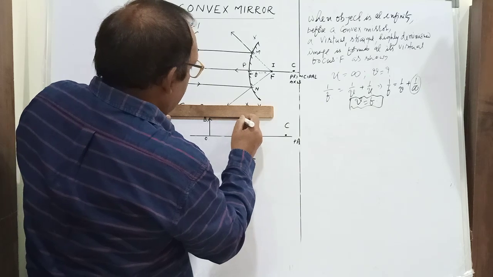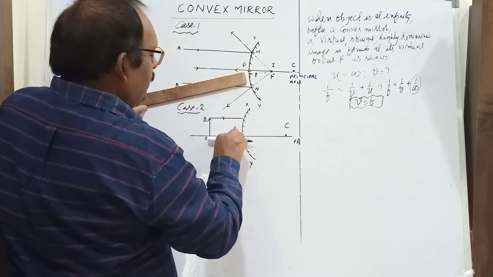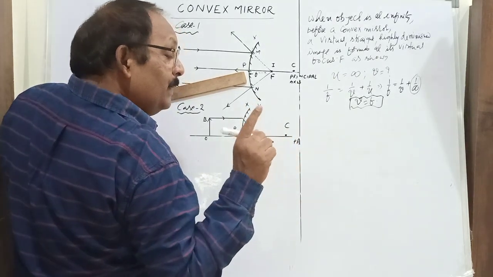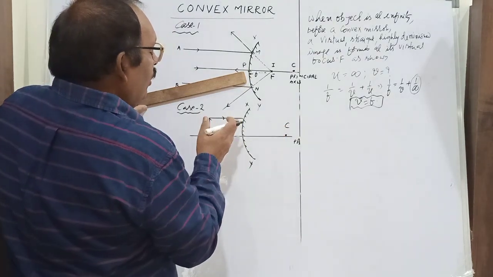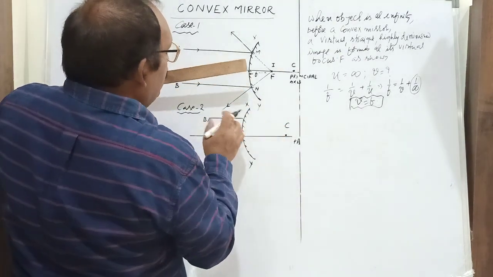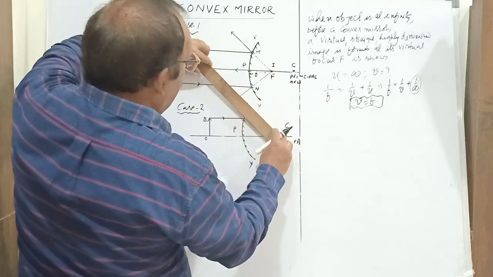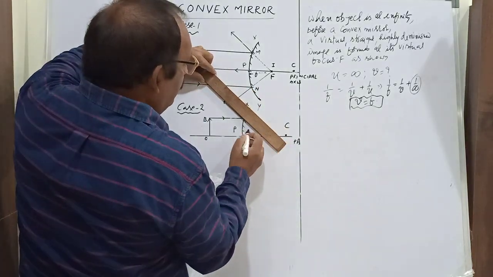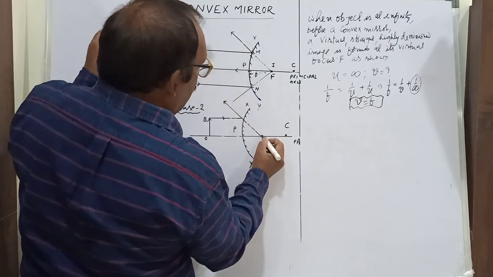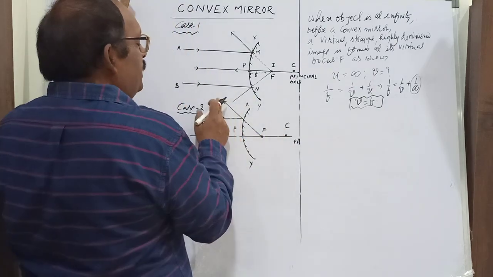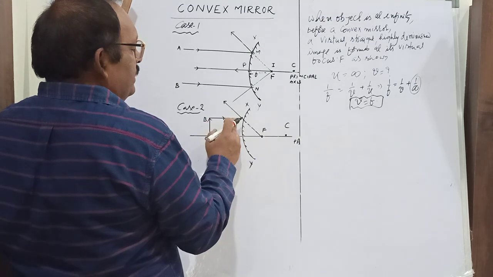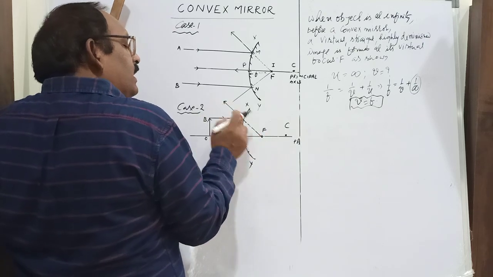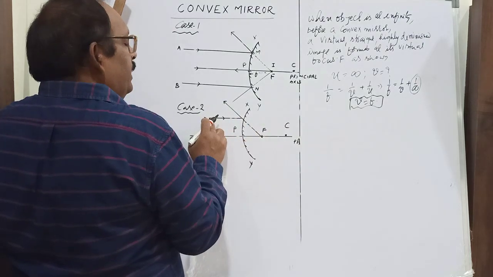Now this is an incident light ray, say for example. This ray is parallel to the principal axis, so it has to pass through the principal focus, or appear to pass through it. But this is a convex mirror, which is a divergent mirror, so the ray diverges like this. It appears to be diverging from the virtual principal focus. The ray parallel to the principal axis appears to be diverging from F, but not from point B.